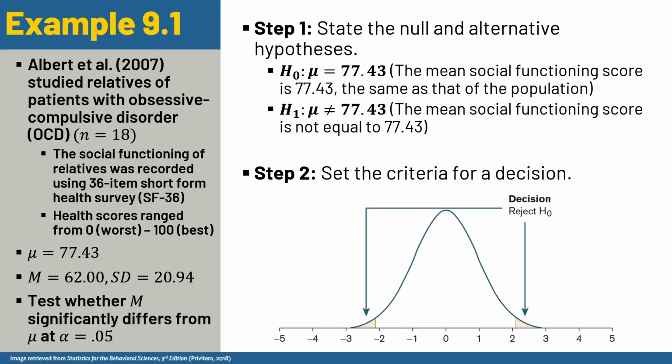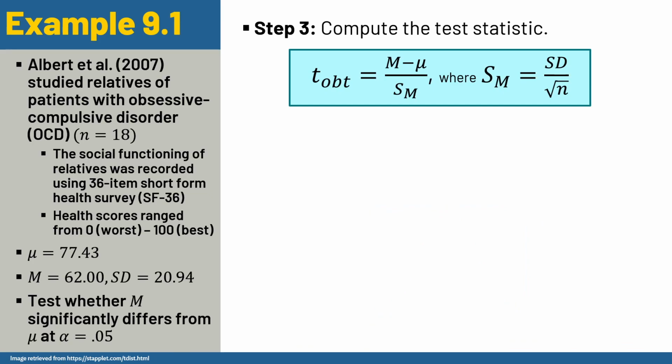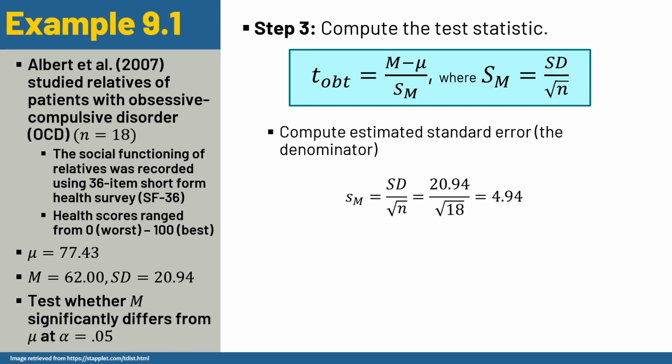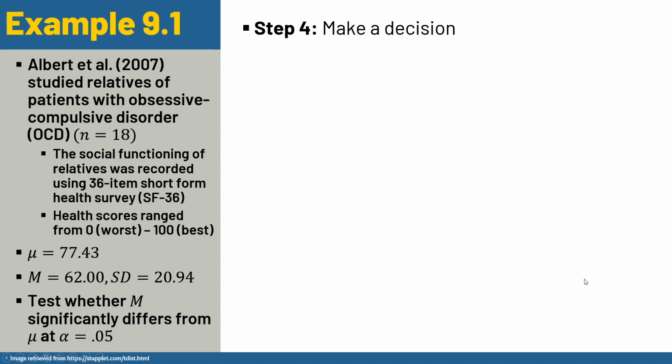And so in other words, as another image from your textbook, if we get a value that falls in these rejection regions, then our decision is to reject the null. Same as for a z-test. So let's compute the t statistic. Following this formula, first estimated standard error, plug in our values, do the same thing with t, and we'll get a t obtained of minus 3.126.